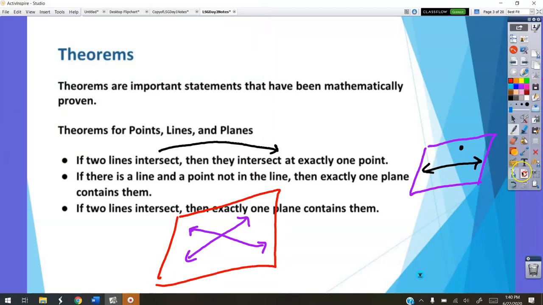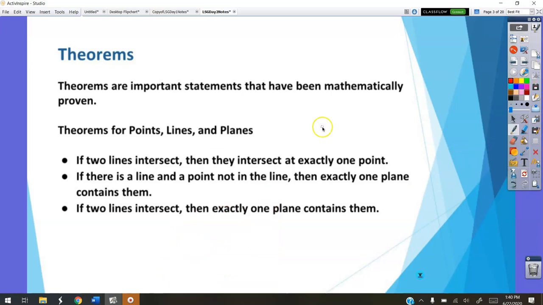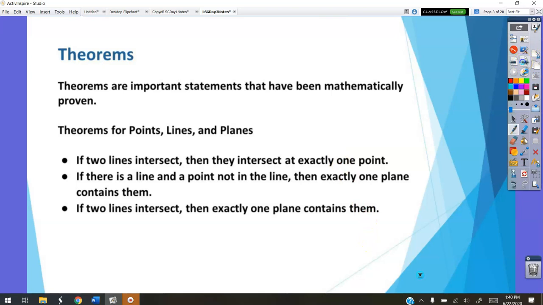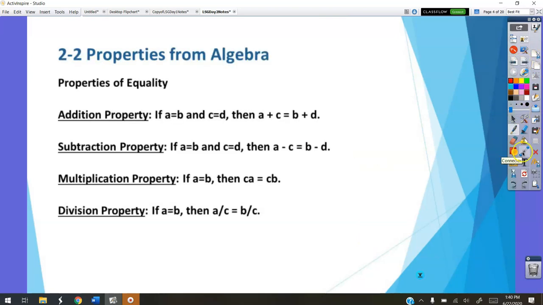So again, what I want you to do is read through these ideas, and I want you to already have them in your notes so that we can go through them and I can do some examples tomorrow. Okay, this is a super simple thing. These are just properties from algebra. Everybody should know these.